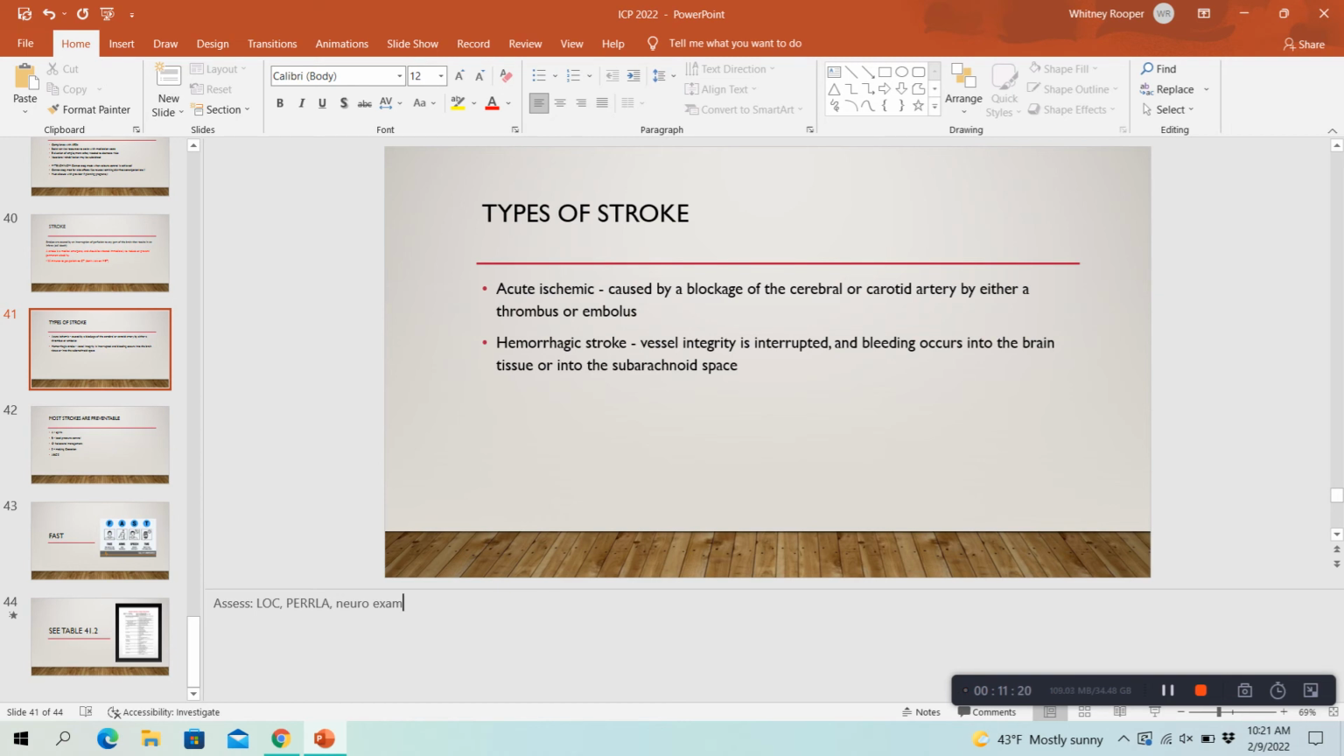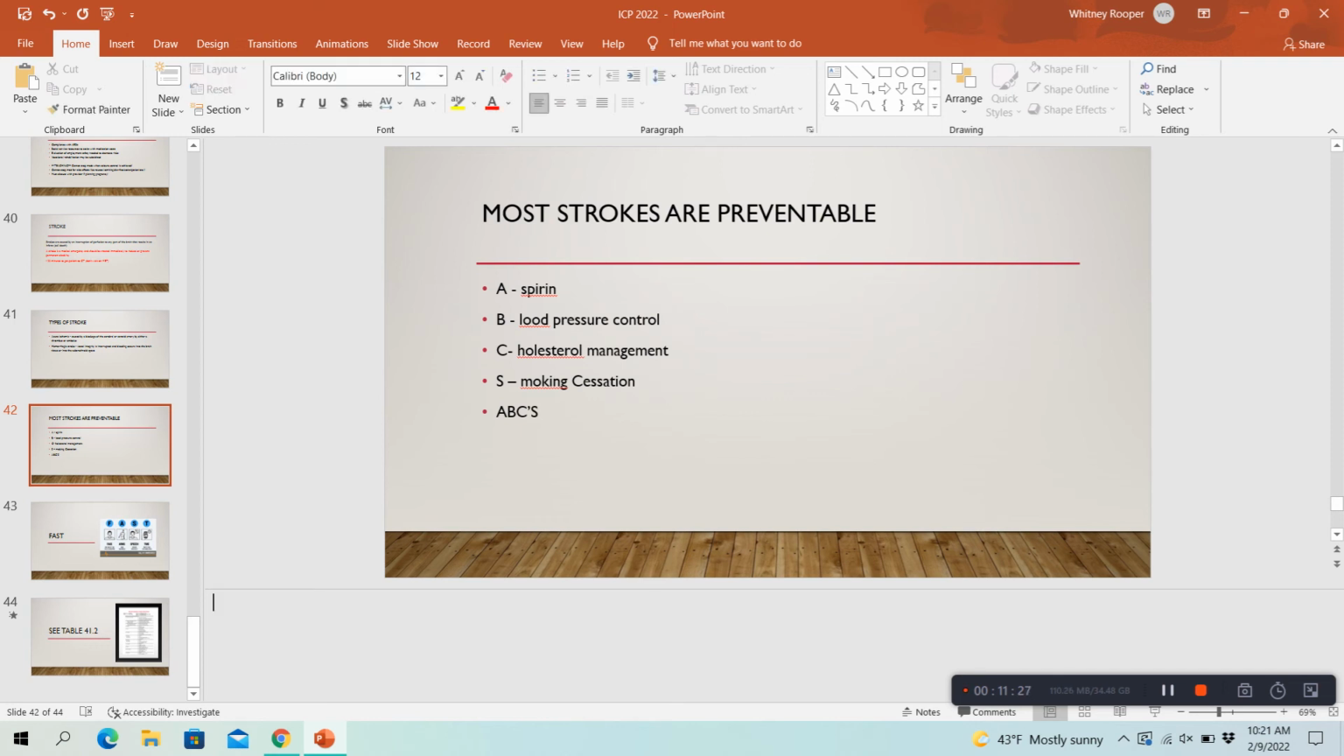Most strokes are preventable. Your ABCs: aspirin, blood pressure, cholesterol, smoking. Right? Different meaning, but ABCs.